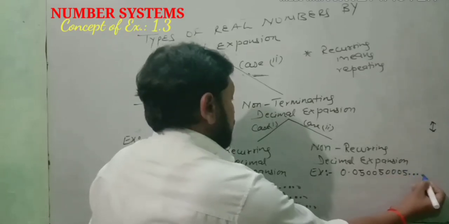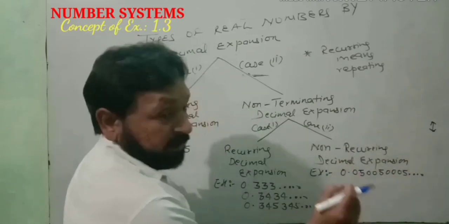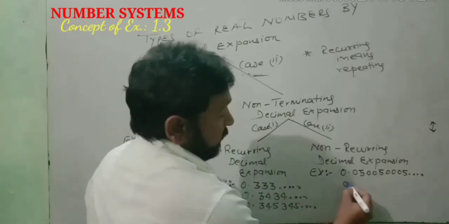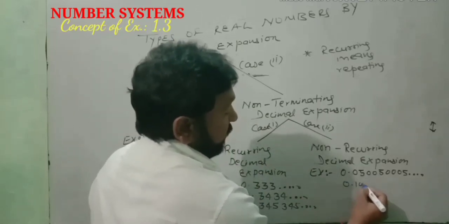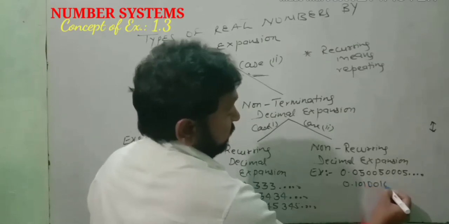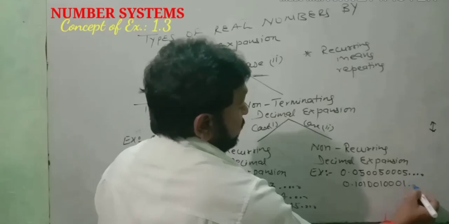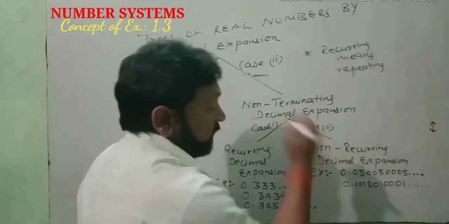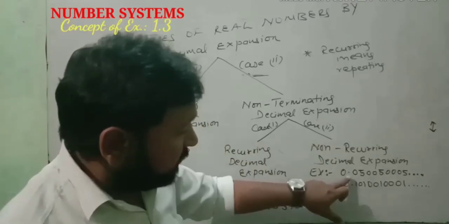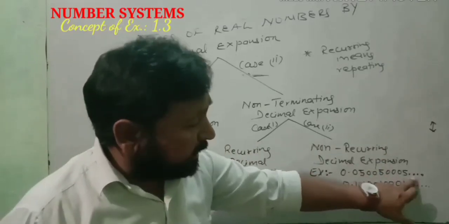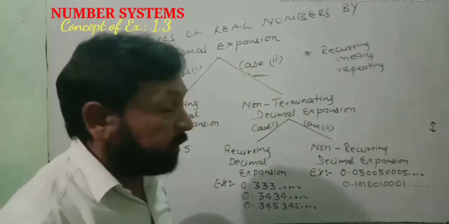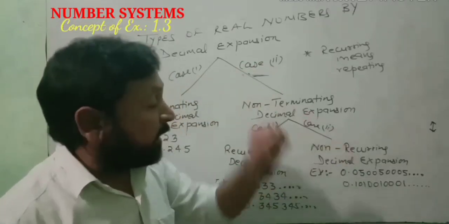0.050050005 dot dot dot dot dot. Just give the attention on the examples given by me. 0.101, okay, 0010001 dot dot dot dot dot. See here, in this non-recurring decimal expansion, these dots are showing again that it is non-terminating decimal expansion, but it is non-recurring. Why I said?